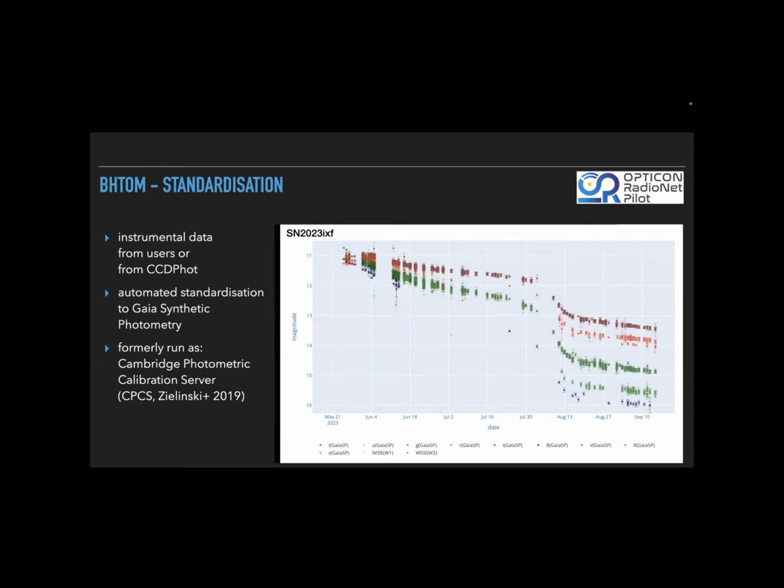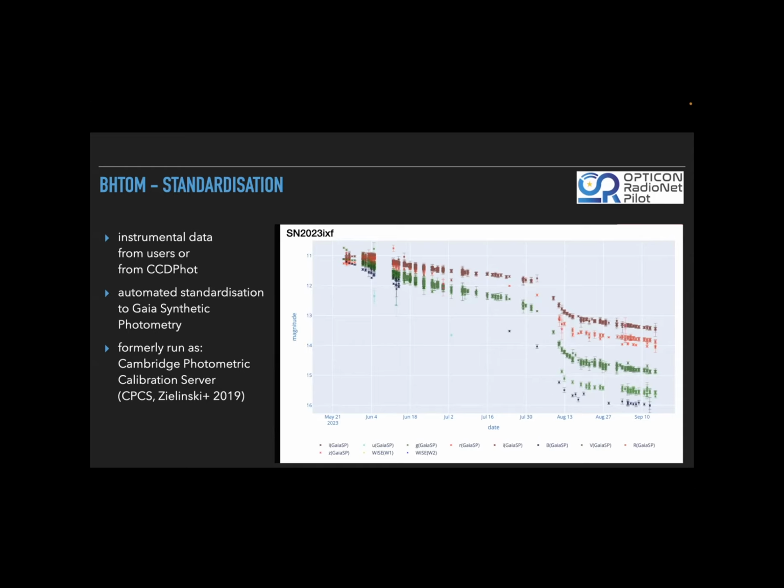And then we generate the instrumental data. You can also upload your own instrumental data if you have it. If you trust your own photometry better than ours, fine. But then you can use the standardization we provide, and the standardization is automated, matching Gaia synthetic photometry, probably the best all-sky catalog of standards there is.